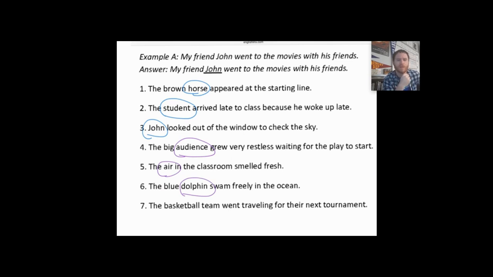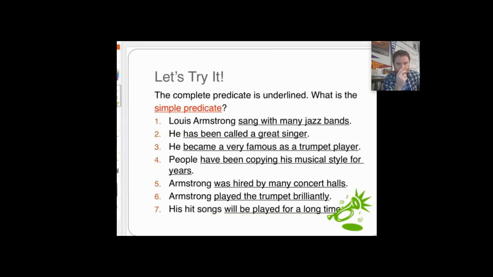And then number seven, the basketball team went traveling for their next tournament. Did the tournament do something? No, the team did something. The simple subject is team. Okay, basketball is an adjective to describe the team. The basketball team is the subject.